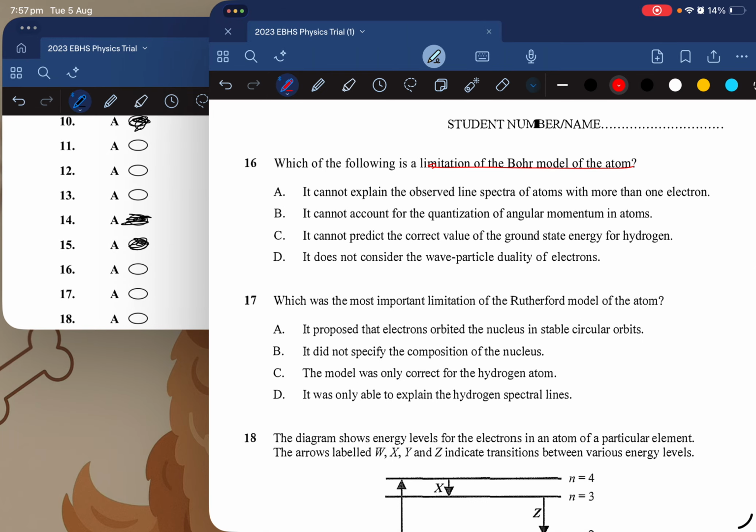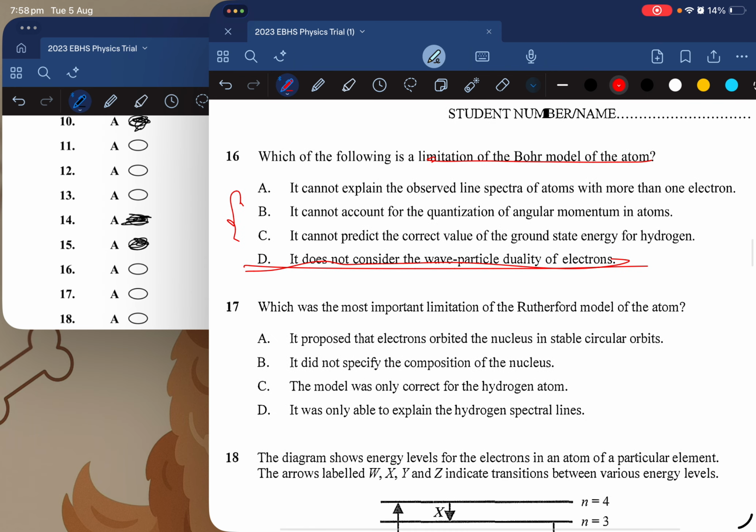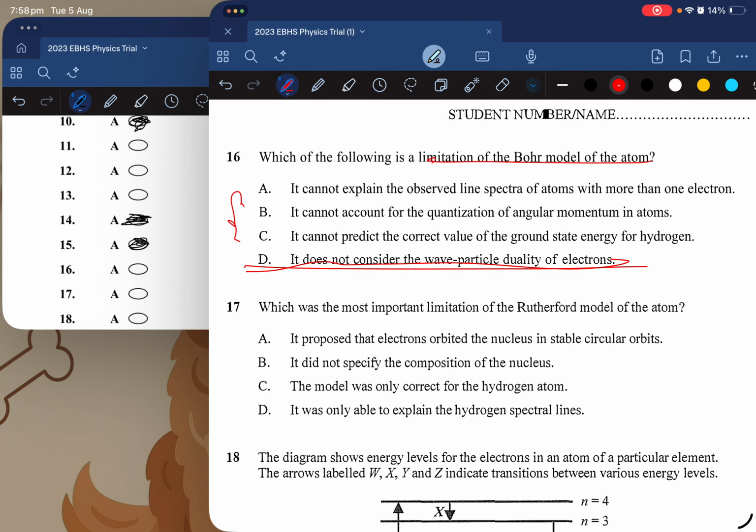Which of the following is a limitation of the Bohr model of the atom? Well, Bohr, it cannot explain. So yeah, obviously get rid of the D. So it's A, B, C. It cannot explain the observed Hawking value, hydrogen, atoms, electron. I'm just trying to see. Bohr model of the atom, right? You're looking for the word atom, so you can get rid of D. C, it doesn't have the word atom at all.